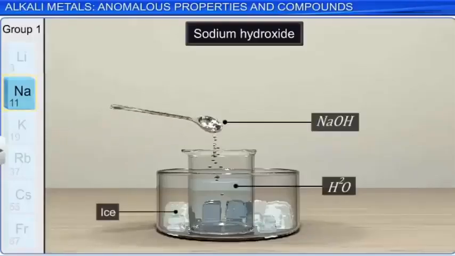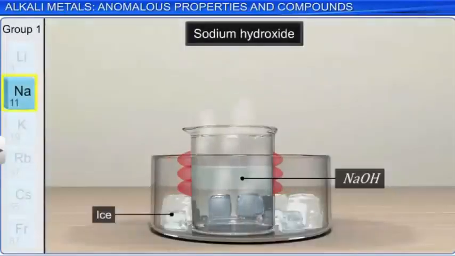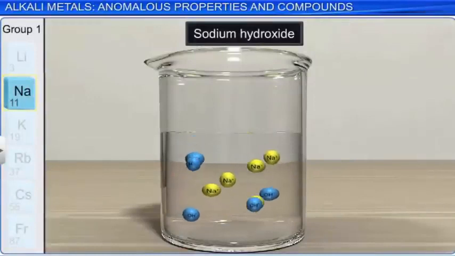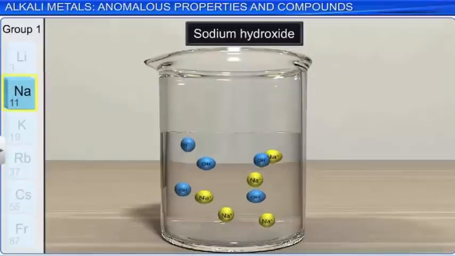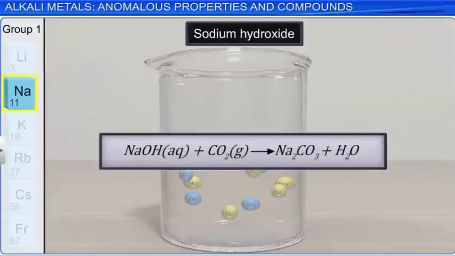Sodium hydroxide is very soluble in water. The preparation of a solution of sodium hydroxide is very exothermic. When preparing concentrated sodium hydroxide solutions, it is necessary to place the container in an ice bath. The solutions themselves are very basic due to the presence of hydroxide ions. Sodium hydroxide solutions will react with carbon dioxide to form sodium carbonate.